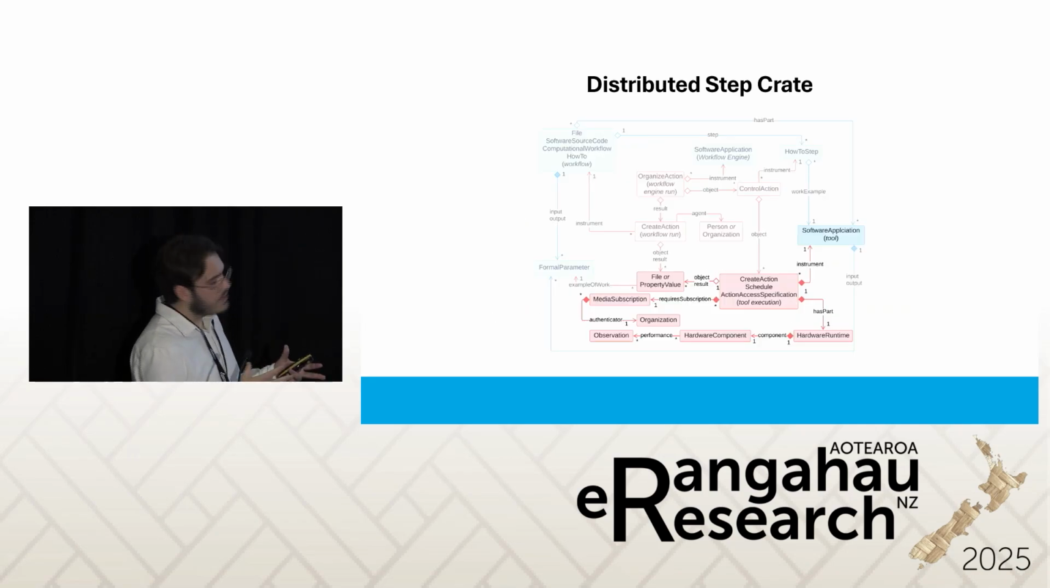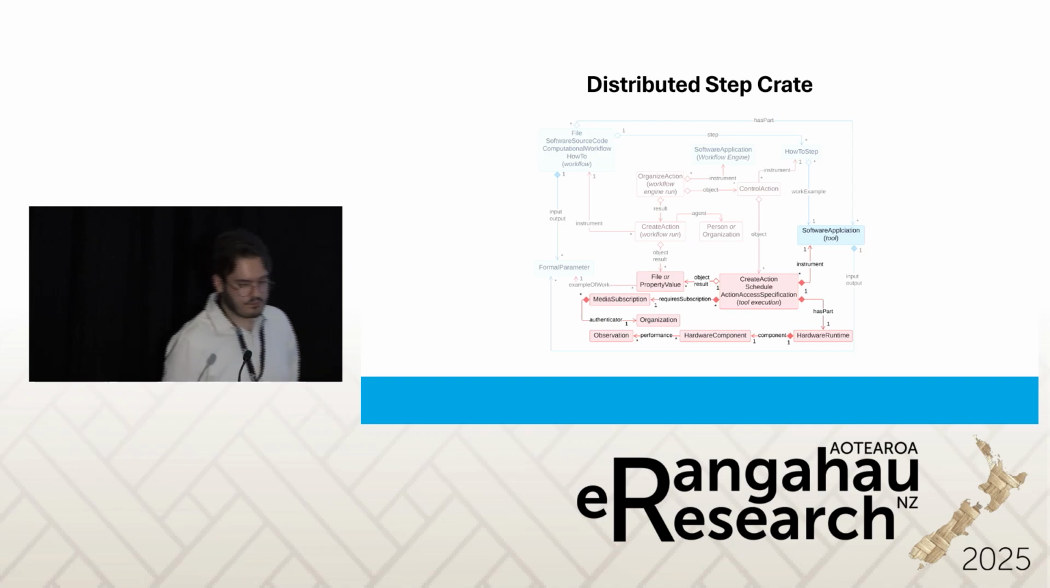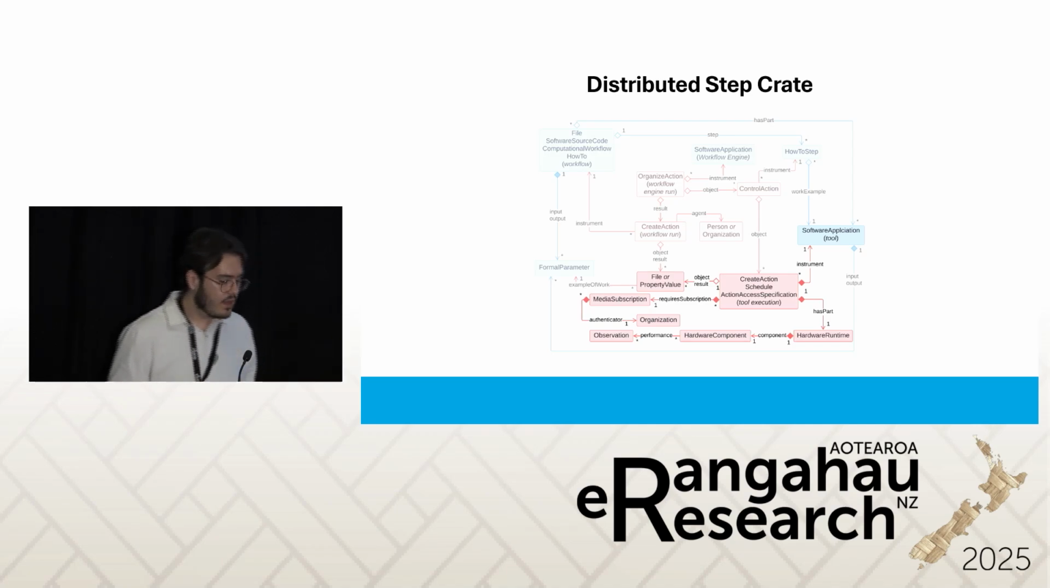So here I've put the provenance run crate specification with our specialization for distributed provenance recording. You'll note that not all of the entities in the distributed step crate are included here. Some are removed when we integrate these. For example, the distributed step crate's how-to entity is consumed by the provenance run crate's how-to step entity. The result of this is a provenance run crate specification that addresses the challenges of provenance recording in distributed and federated environments.